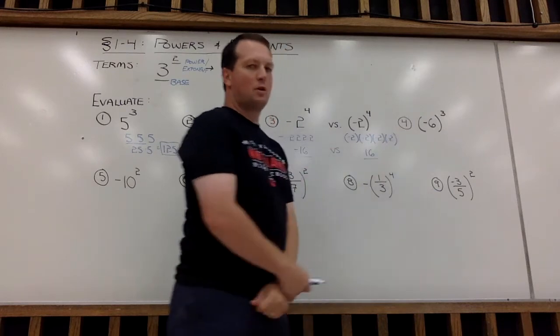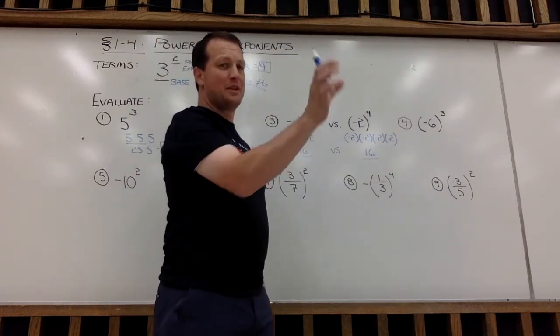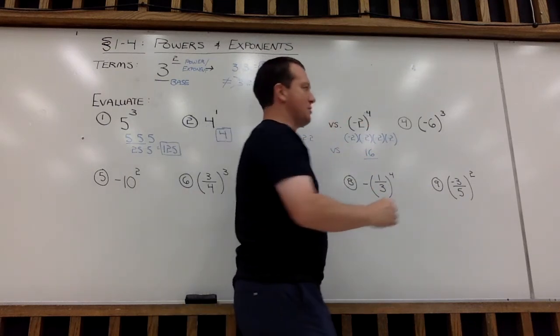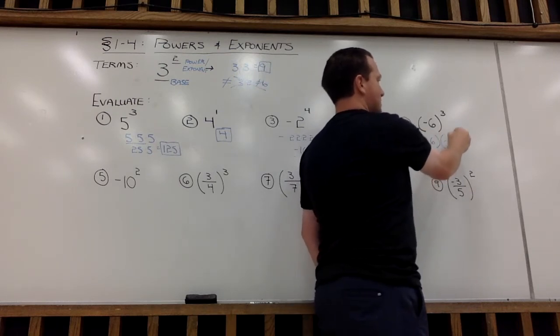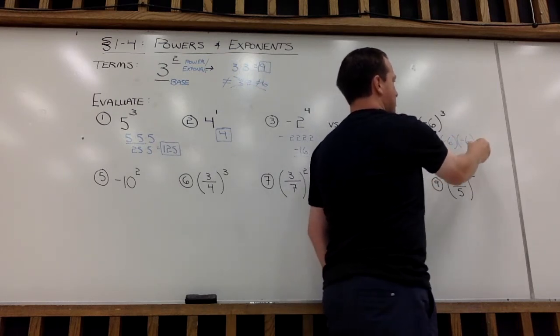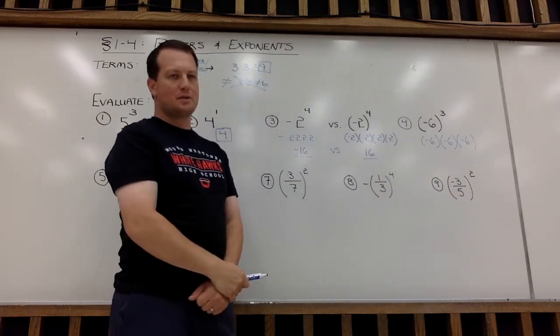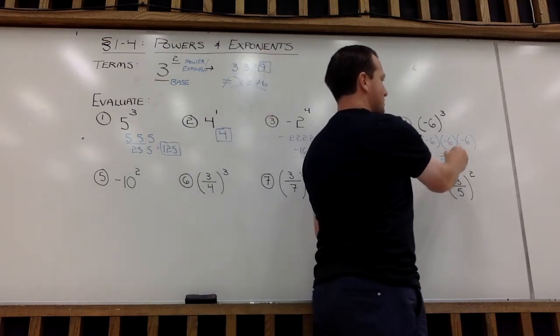So example 4, my minus sign is in parentheses, so I'm going to multiply the negatives out in each individual value. So I'll have negative 6 times negative 6 times negative 6. Negative 6 times negative 6, positive 36. 36 times negative 6 is a negative 216.